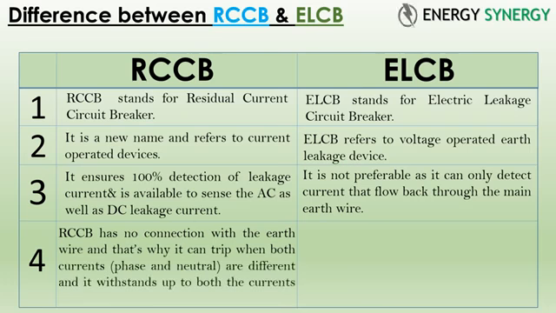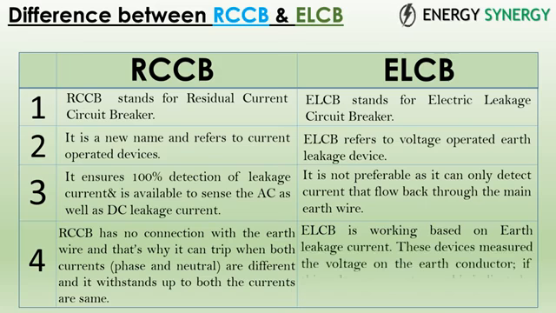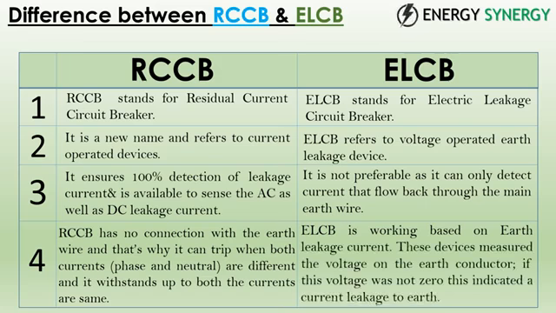RCCB has no connection with the earth wire, and that's why it can trip when both currents, phase and neutral, are different, and it withstands as long as both the currents are the same. ELCB is working based on earth leakage current. These devices measure the voltage on the earth conductor. If this voltage is not zero, this indicates a current leakage to earth.